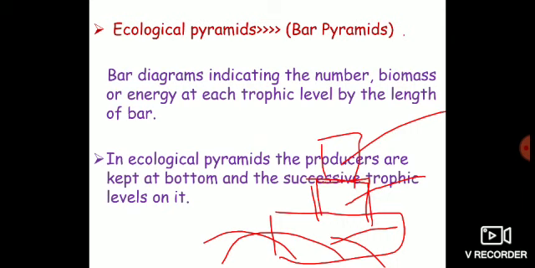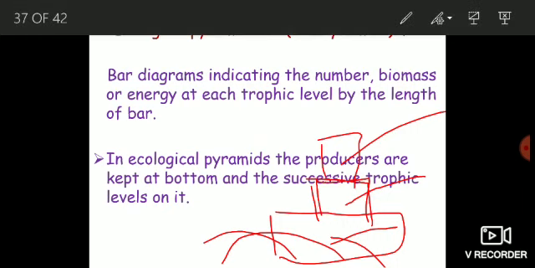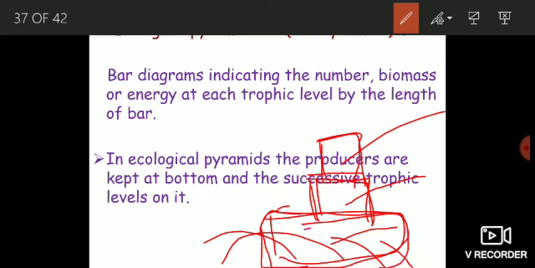The ecological pyramids are also known as bar pyramids because they are constructed of bars, and these bars represent different trophic levels. For example, you are having here producers. The length of the bar is large. It means that either the number or the biomass or the energy content of the producers is large. And the second bar is small in size. It means the number, biomass or energy of the second trophic level is small as compared to the first, and so on and so forth. Remember, in ecological pyramids the producers are kept at the bottom and the successive trophic levels are placed on it.